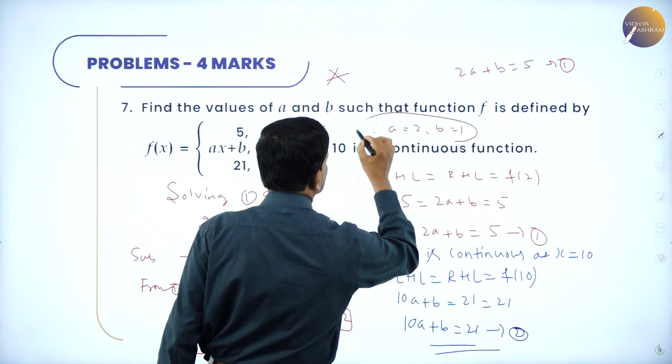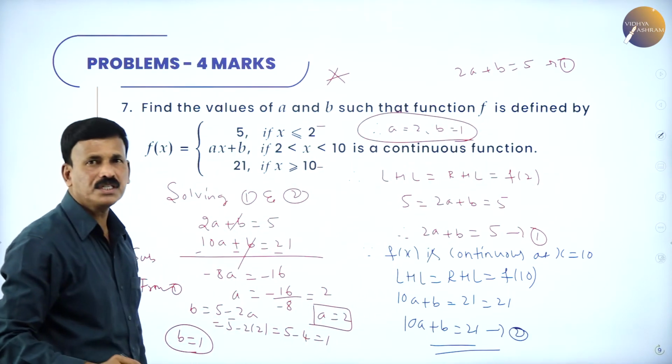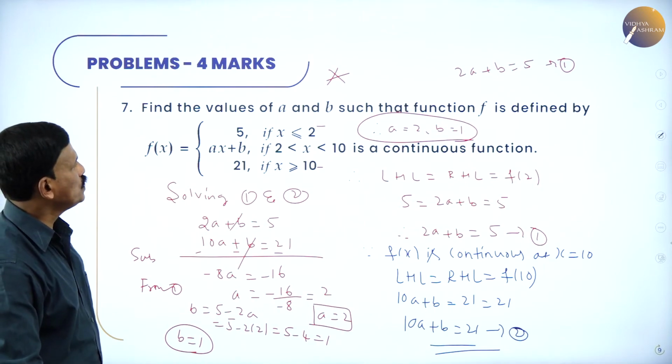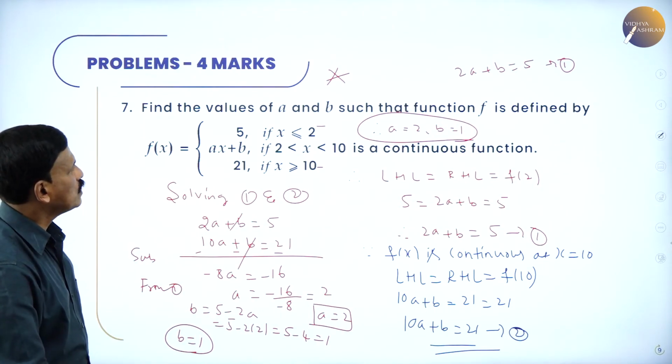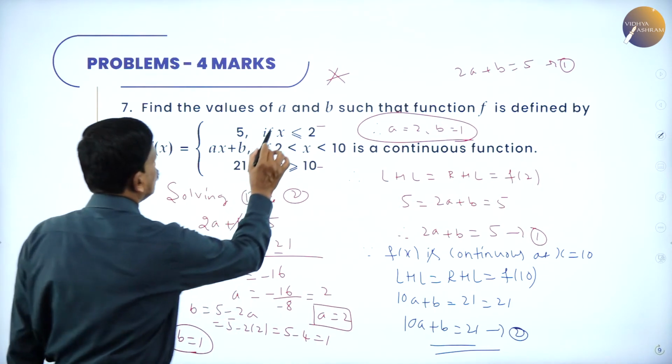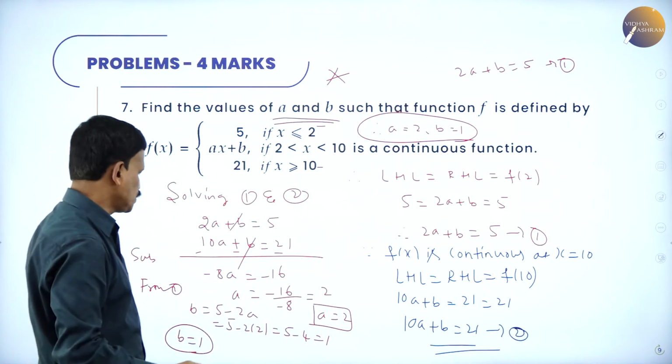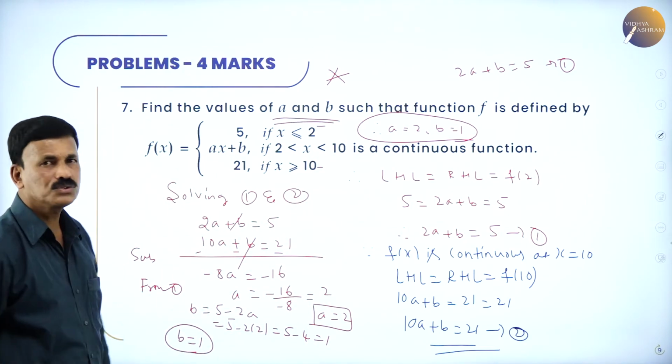These are the values. Very important. So, a is equal to 2 and b is equal to 1 are the values of a and b. These are the two values.